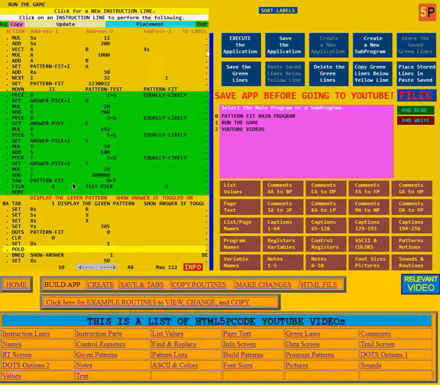Then the last thing it does, it fills the 4 values at test pick with 2, which the test pick is the options that the person playing the game has selected. It's going to set them all to 2 when it starts. Alright, that's the end of routine 100 of the pattern fit game.